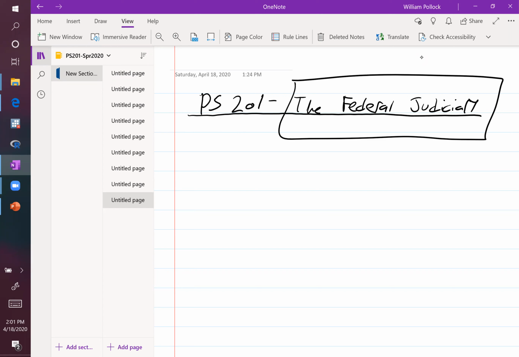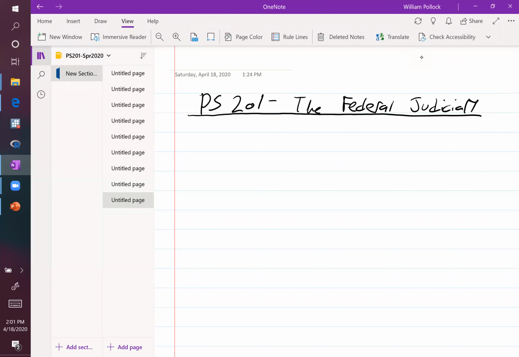We're also going to talk about other levels of the federal judiciary, which we haven't really talked as much about yet in the semester. So the district courts, the appellate courts, we're going to take a broad view on the judiciary and explain how it works, what it does, and how it relates to certain other branches in government.